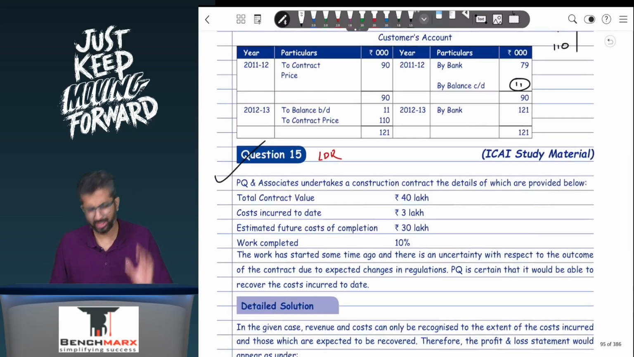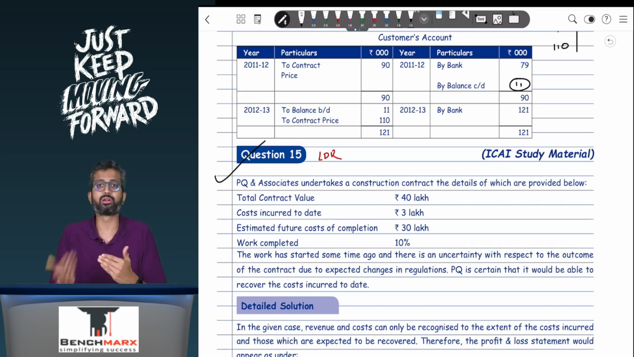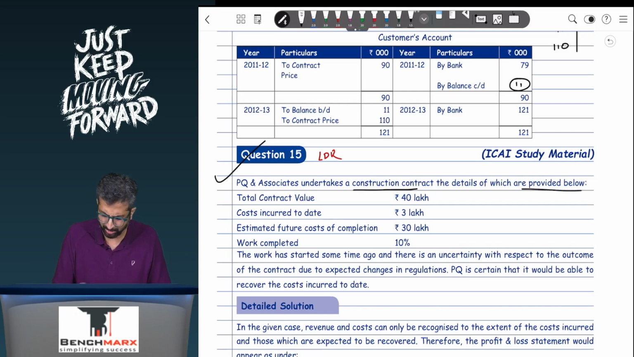Now question 15 is not a difficult question, it is just a question pertaining to a special case where the outcome of the project is not reliably determinable. We have studied that wherever the outcome is not reliably determinable, if the question tells you that there are uncertainties, then you will recognize revenue only to the extent of cost. So PQ and Associates undertakes a construction contract, the details are provided below. Contract value is 40, cost incurred to date is 3, estimated future cost is 30, and work completed is 10%, very clearly given to you.